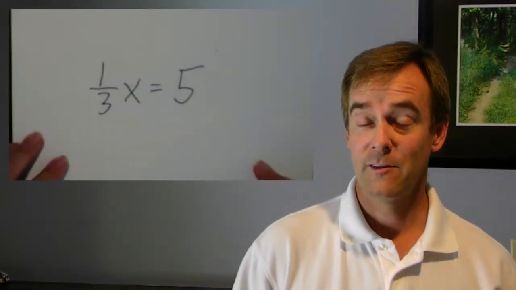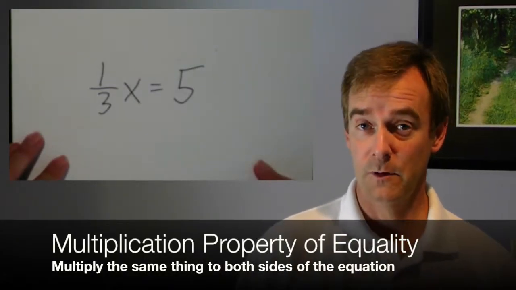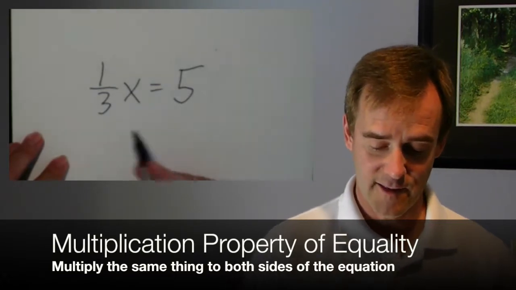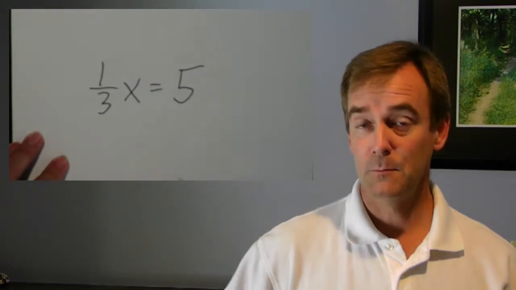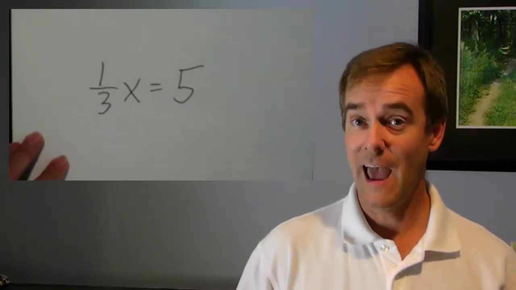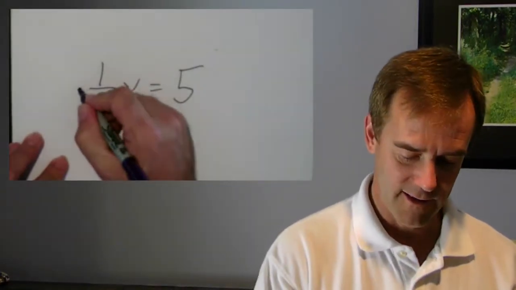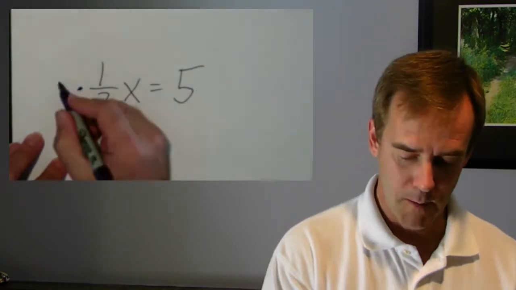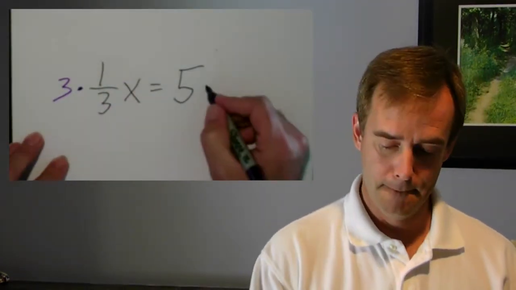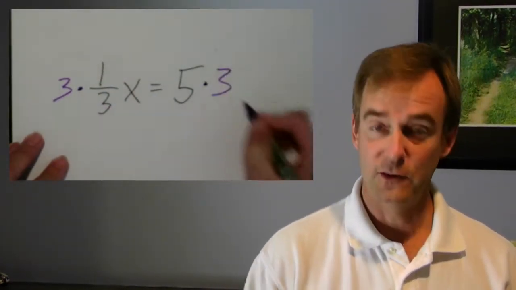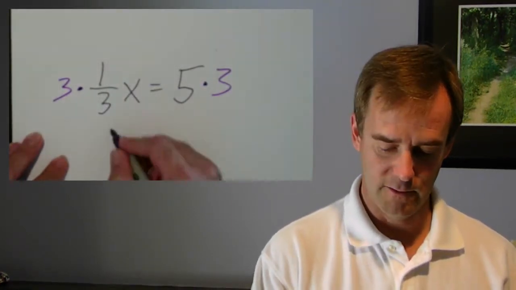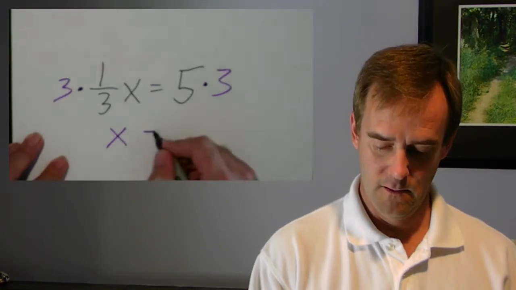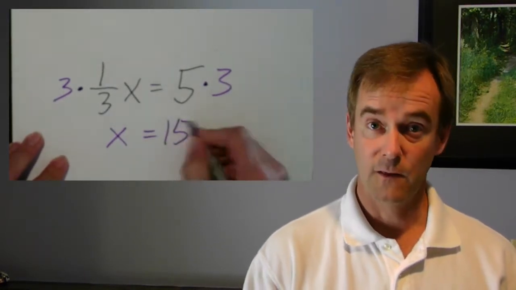There are 2 more properties. The next one is the multiplication property of equality, which simply states that if I have a legal relationship, I can multiply something to both sides and it'll stay true. In this case, I can get rid of the 1/3 by multiplying times 3. Perfectly legal as long as I do it to the other side as well. 3 times 1/3 x leaves me with just x. And 5 times 3 is 15.